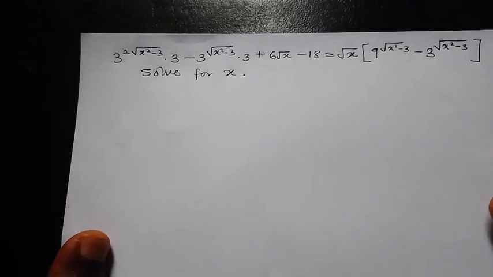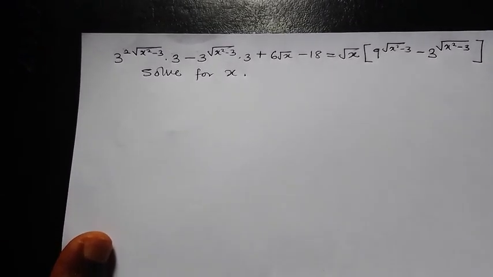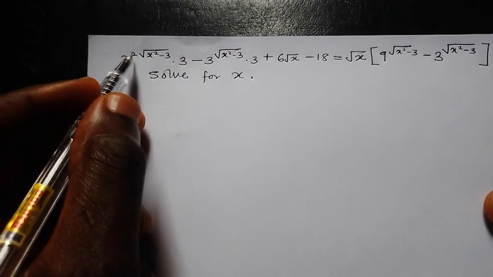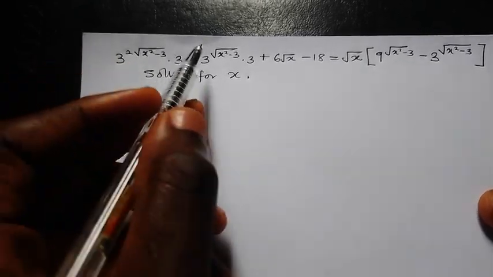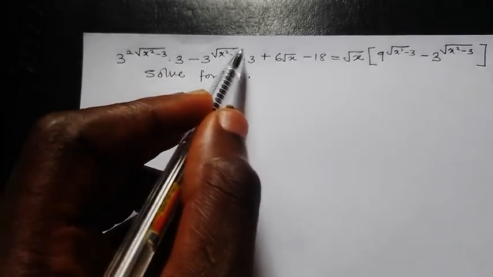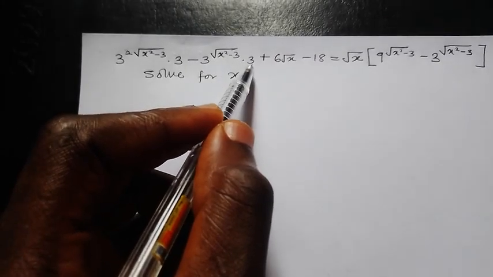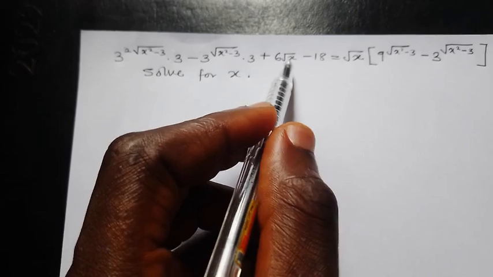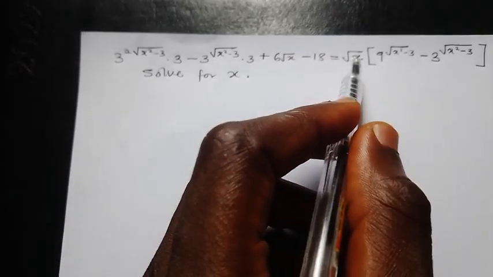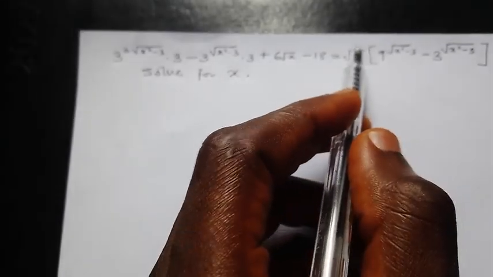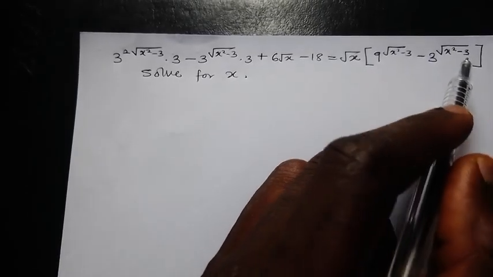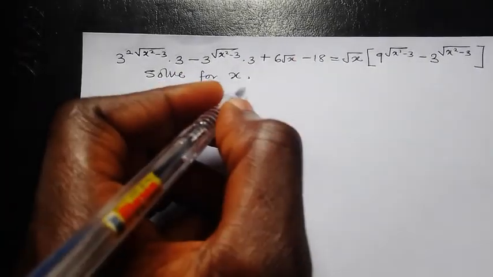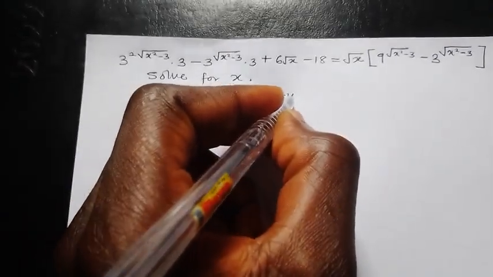Problem we have before us. We have 3 raised to the power 2 into x squared minus 3 times 3 minus 3 to the power of x squared minus 3 multiplied by 3 plus 6 root x minus 18 equals to root x, all multiplying the entire 9 open bracket x squared minus 3 raised to the power square root of x squared minus 3. So this is the problem we have for us. So how do we solve this? So let's go straight to the solution.